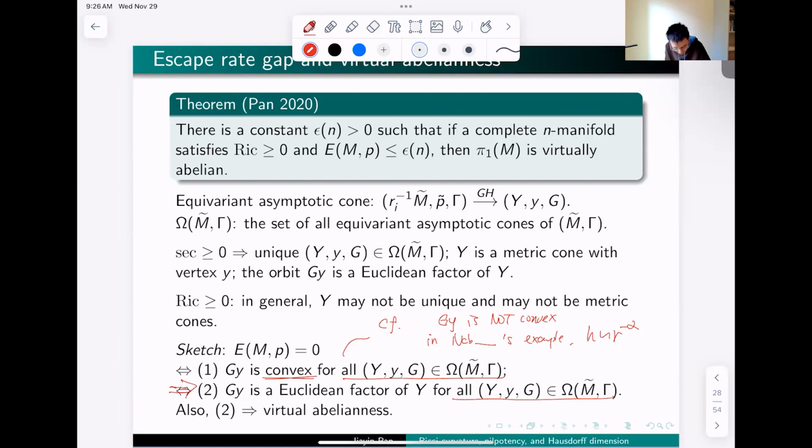Then this property, being Euclidean factors, always being Euclidean, actually implies virtual abelianness, and I'll talk about this part later: why 2 implies virtual abelianness. But the takeaway is the proof. To prove this, you go to the equivariant asymptotic cones. You get certain uniform properties there, and then you come back to state your property for the fundamental group.